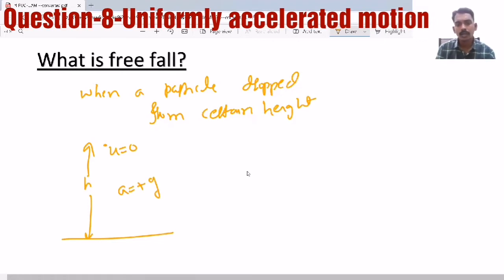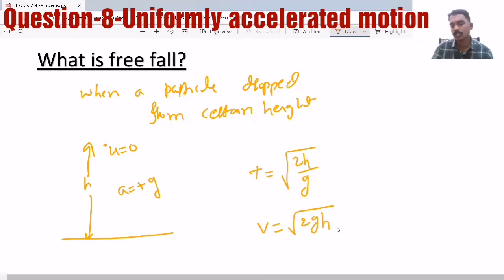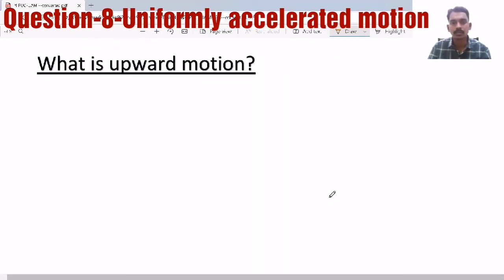So here two formulas will come. Time taken to reach the ground is root of 2h by g, and the speed with which it hits the ground is root 2gh. Remember these two formulas. Sometimes the question can come based on the direct formulas, or you may have to apply the equations of motion depending on the question. And one more thing is upward motion.